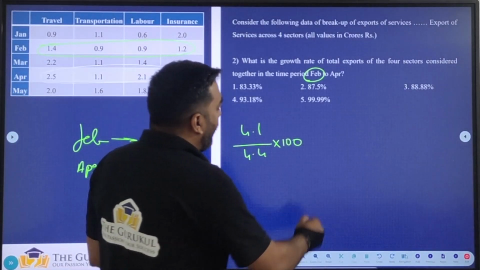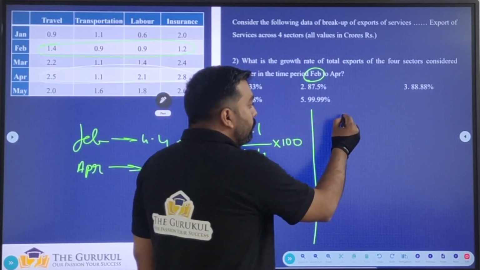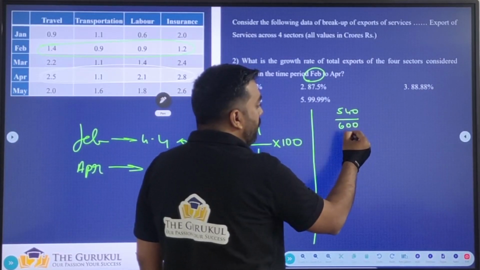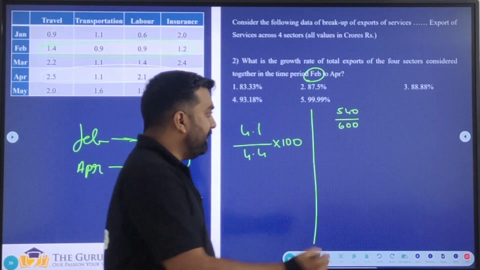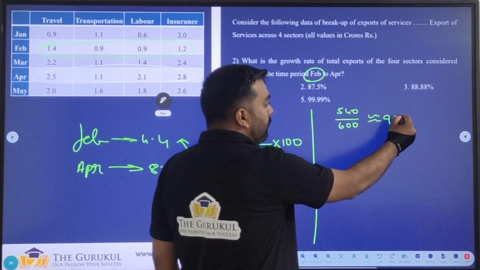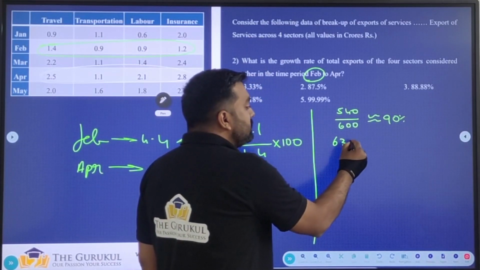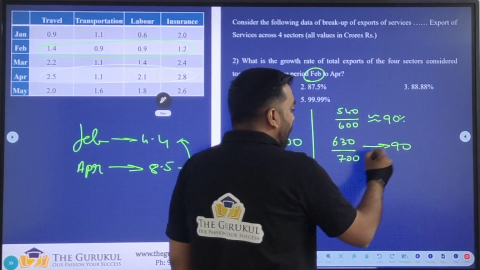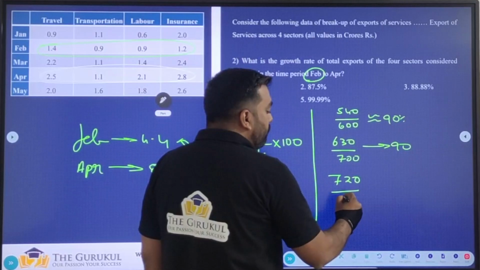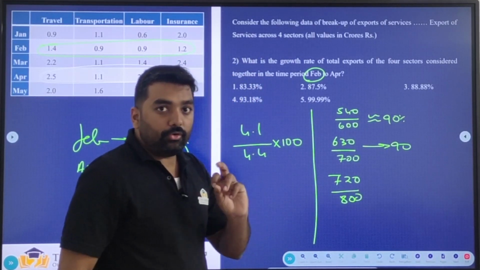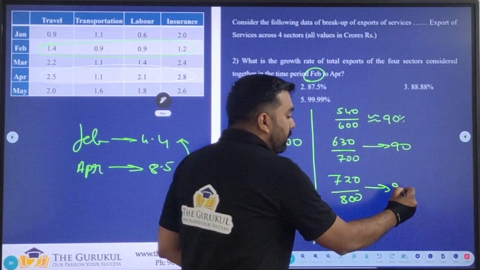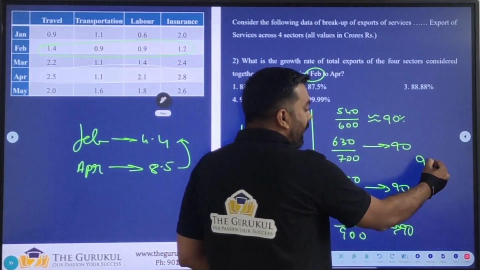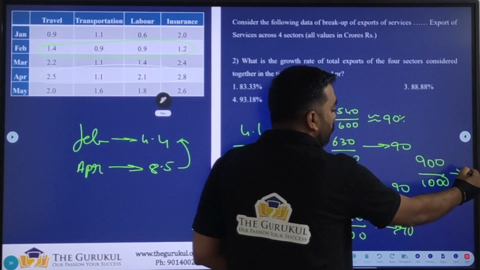Okay. Now pause the calculation over here. Understand, for example, if I got 540 marks out of 600 marks, what is the percentage? 90%. So 90%. If I am having 630 on 700, this will also be 90. If I am having 720 by 800, now if you observe, your brain is working faster. This is also 90. If I am having 810 by 900, this is also 90. If I am having 900 by 1000, this is also 90.